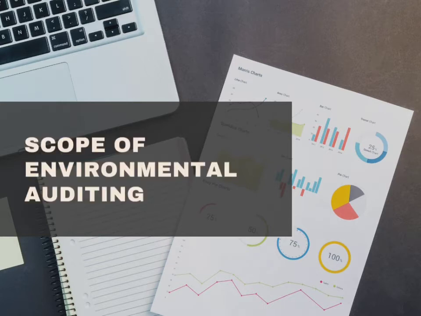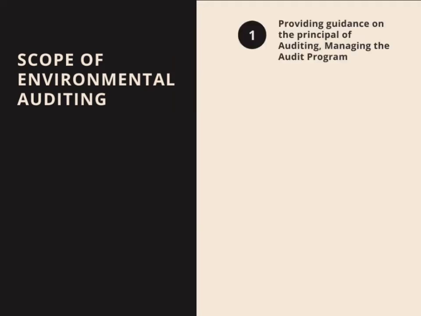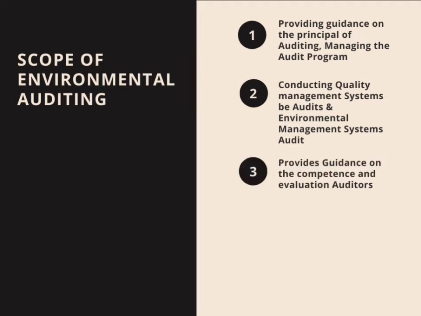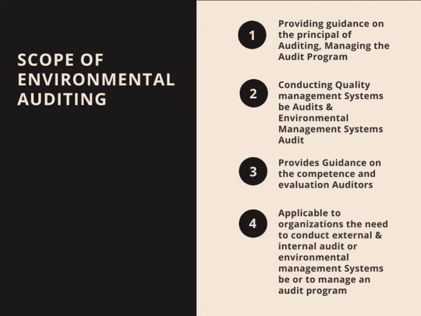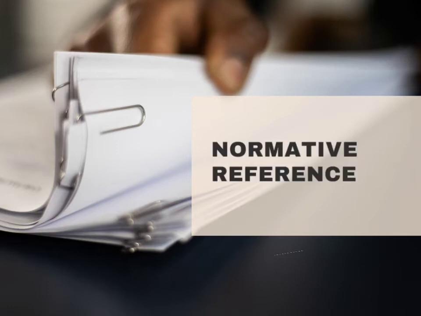That is a very significant role in environmental auditing. First and foremost, environmental auditing provides guidance on the principles of auditing and on managing the audit program, so that we can follow the procedure within the standard to conduct any relevant audit. It also provides guidance on how to evaluate the competence of auditors. Finally, it is applicable to organizations that need to conduct external and internal audits of environmental management systems, or to manage an audit program. If you want more information on this topic, two useful files are attached for you to refer to.